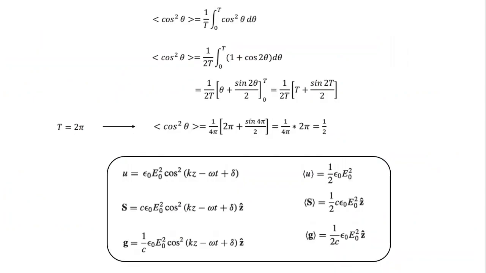So let's do a more rigorous mathematical approach. Mathematically, the average value of a function is defined as 1 over the time period, integral 0 to T, of the corresponding function. So the average value of cos square theta I can write as 1 over T integral 0 to T cos square theta d theta. Cos square theta you can expand as (1 plus cos 2 theta) divided by 2. When you perform the integration, this is going to be theta plus sine 2 theta by 2, and limits are from 0 to T. Apply the limit, it becomes 1 over 2T, T plus sine 2T by 2.